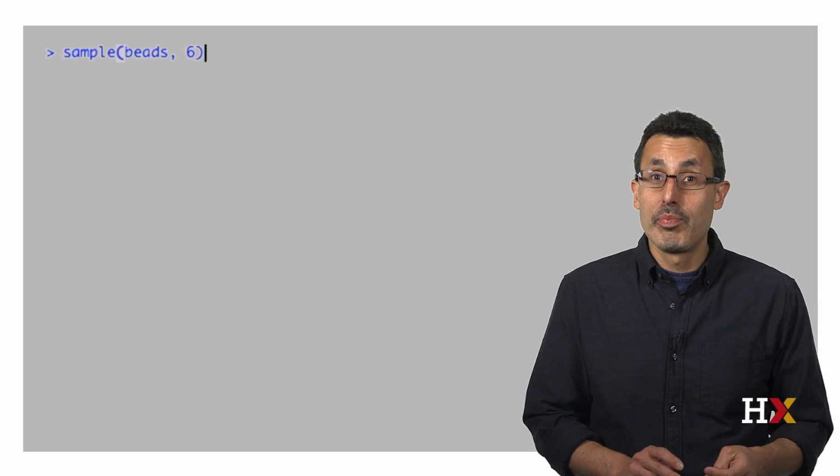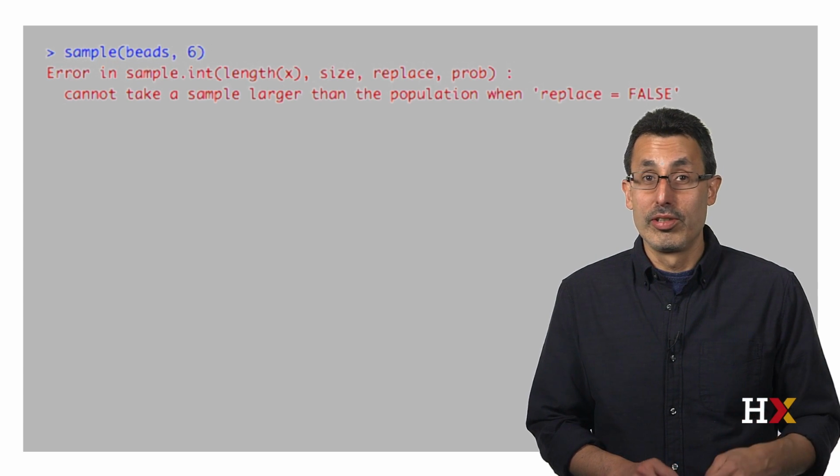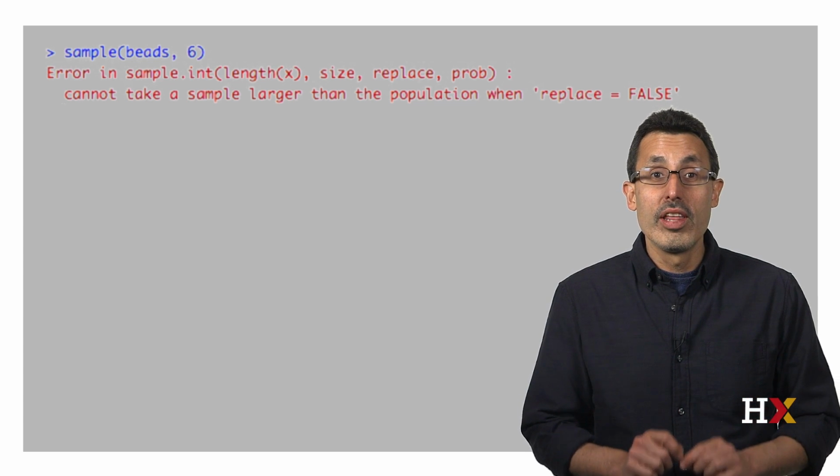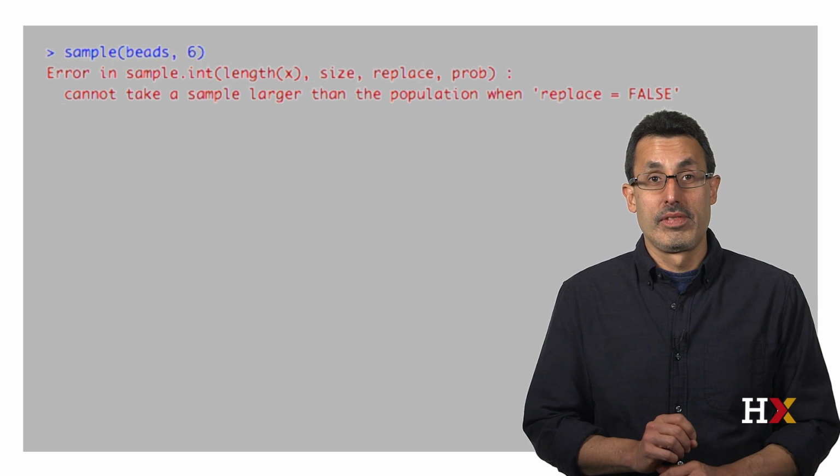If we ask for 6 beads, then we get an error. It tells us you don't have enough beads in here to get 6. This is because it's doing it without replacement.